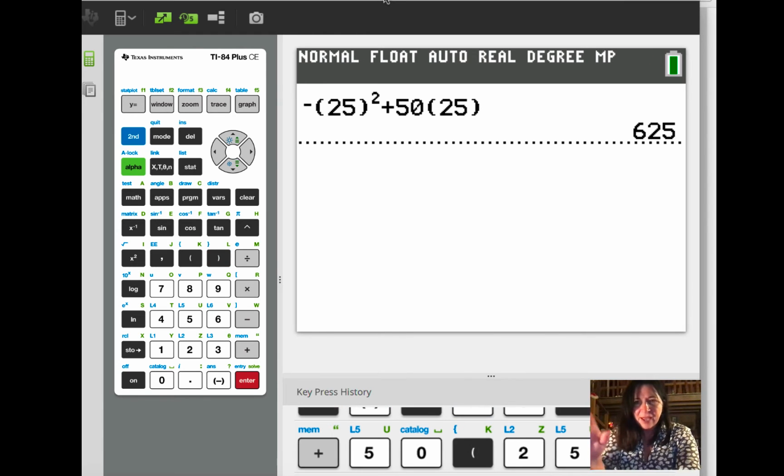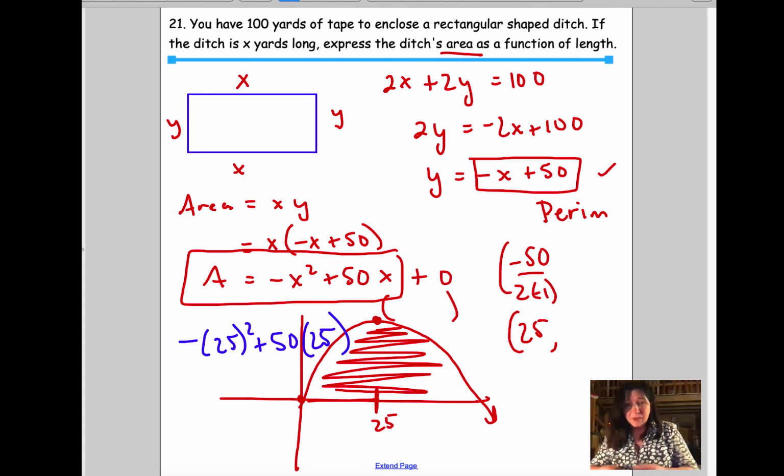I know this is easy. 625. All right, so what is my answer? My answer is going to be 25 and then 625, which means that, drum roll, my maximum area is 625. That's it.